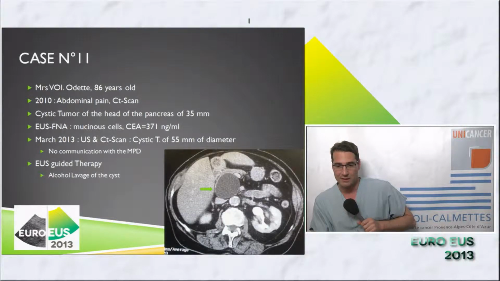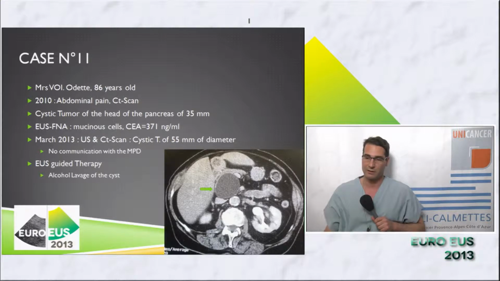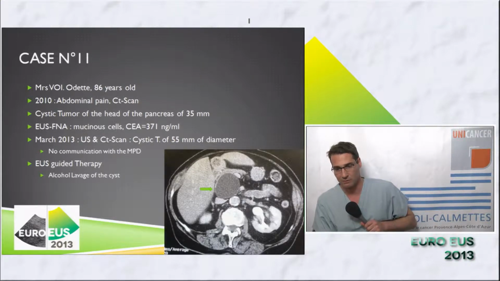The next case is a young woman of 86 years old. She had abdominal pain, and on a CT scan we discovered a cystic tumor in the head of 35 millimeters. EUS FNA allowed a diagnosis of mucinous cyst with a CEA of 371 nanograms per milliliter.